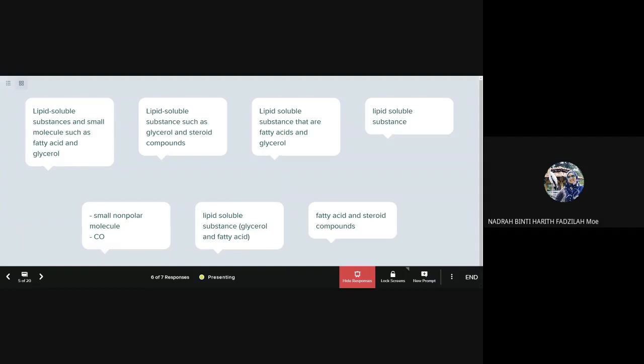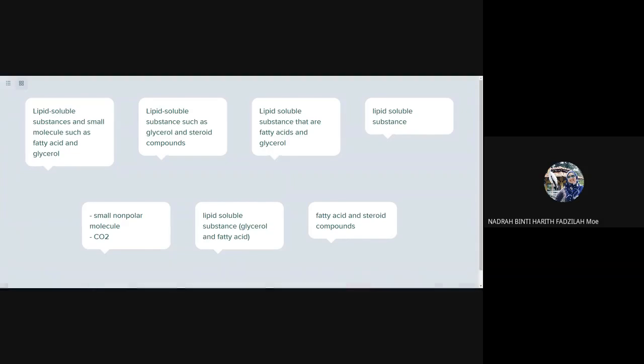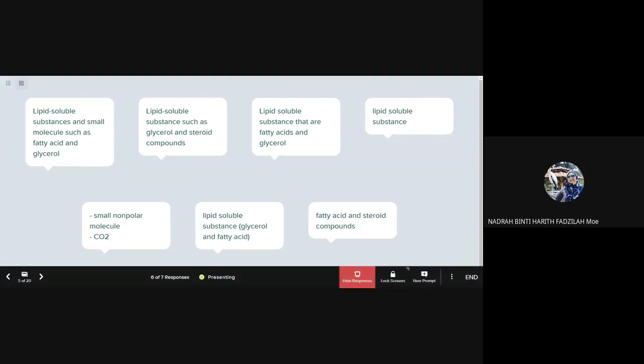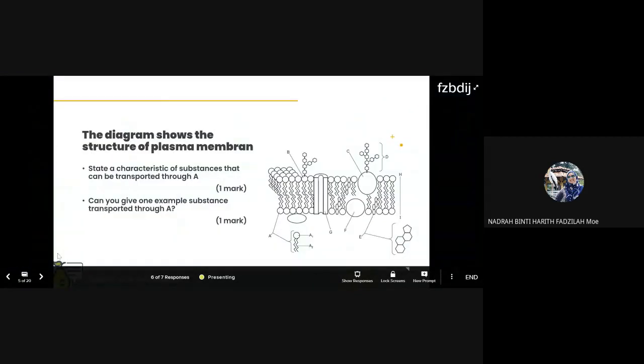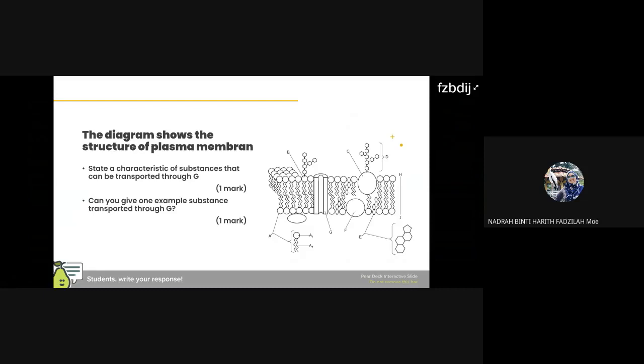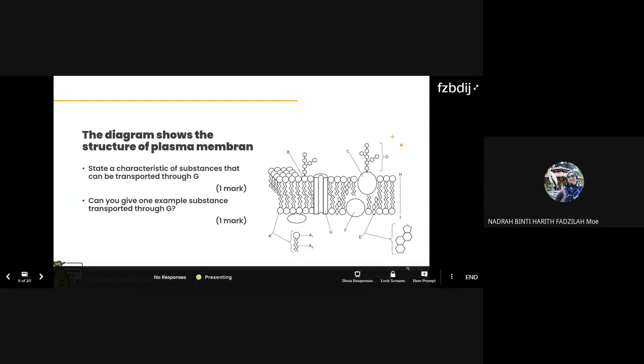Alright. So, I screenshot the answers that provide both points of view, a different point of view regarding substances that can diffuse across A. For your references, nanti dah dapat jawapan dapat nota dari pedek nanti boleh refer balik. Okay, saya screenshot dan saya sudah lampirkan dalam Telegram. Okay, kita cuba lagi satu. Dekat G pula. Can you state a characteristic of substances that can be transported through G? Can you give one example of substances that transported through G?